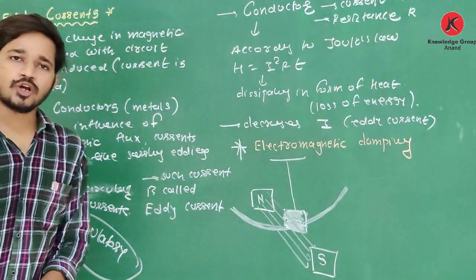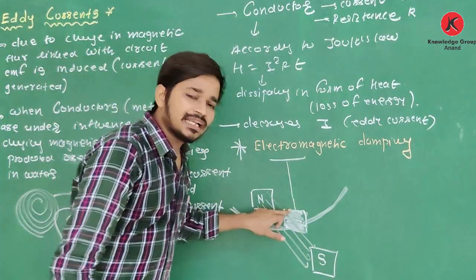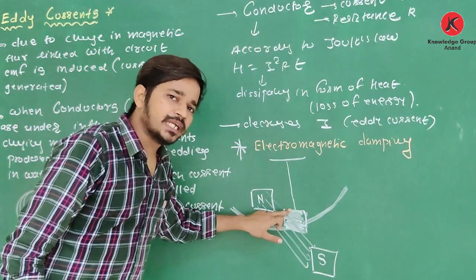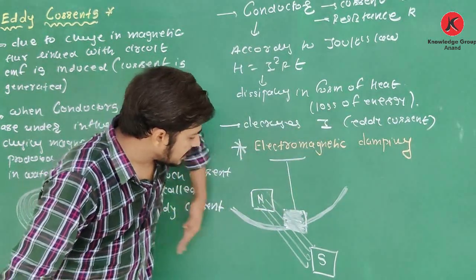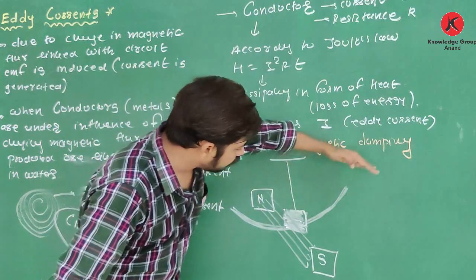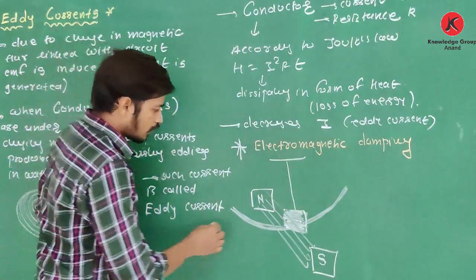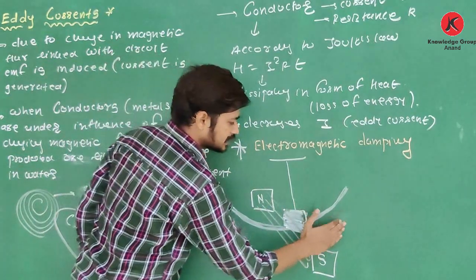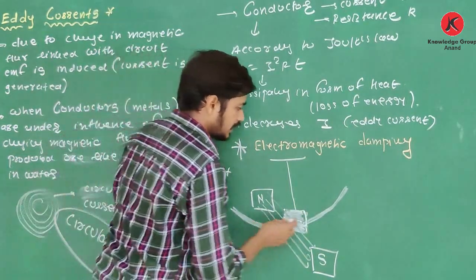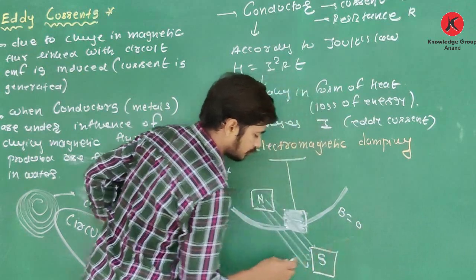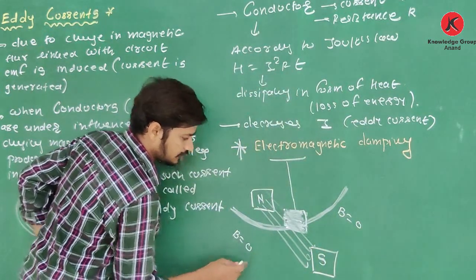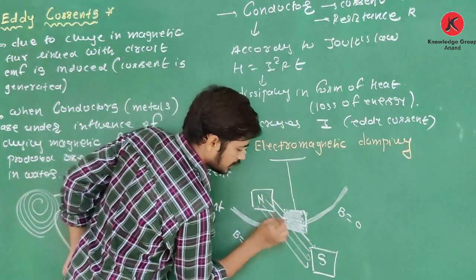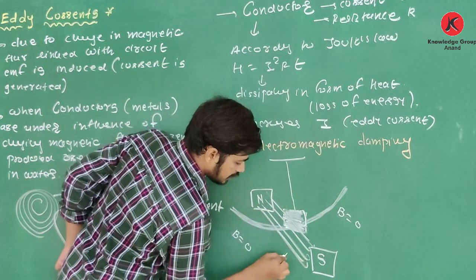Yes or no? So if this metallic plate oscillates in this region, see, magnetic field is only in this region. In this region, no magnetic field. Here magnetic field is equal to 0. This side also magnetic field is equal to 0. Magnetic field is only in this region.